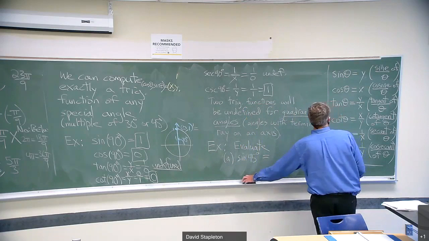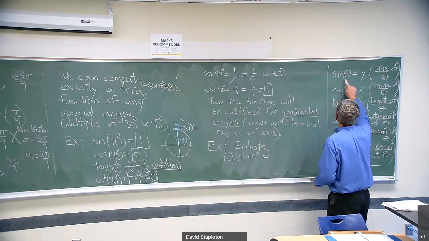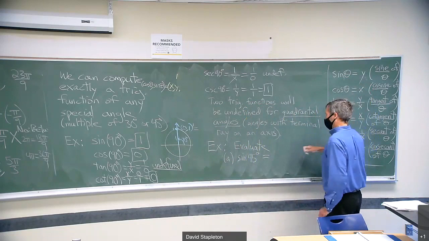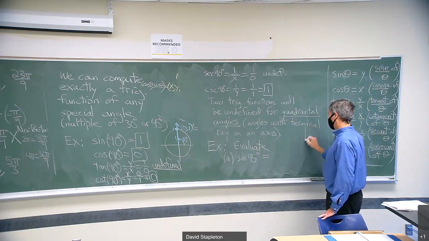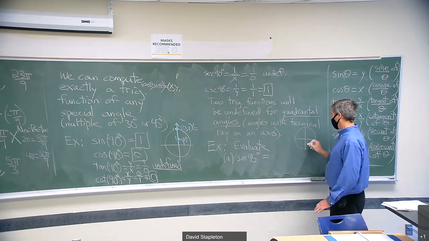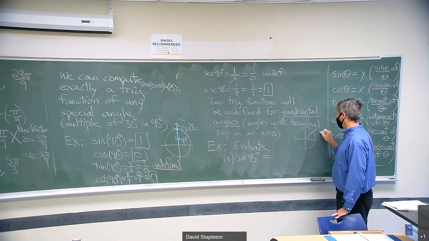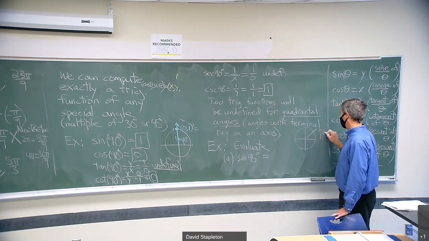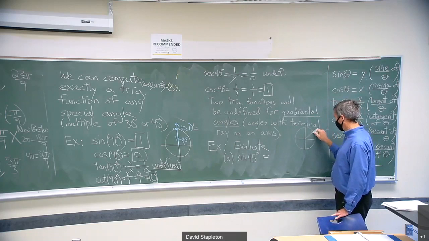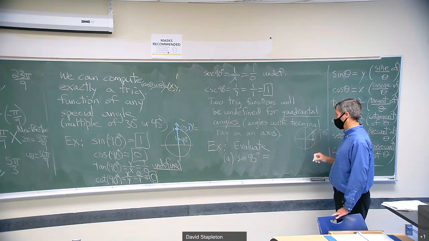Well, you just have to draw the unit circle and you figure it out, right? The sine is the y coordinate, we said. So I draw the unit circle. I take an angle in standard position. This has to be 45 degrees. I drop the perpendicular to the x-axis.